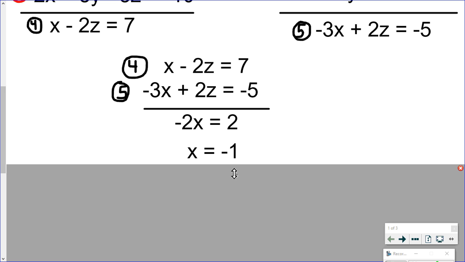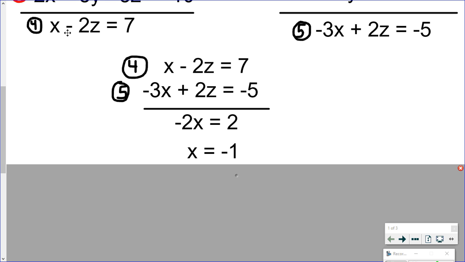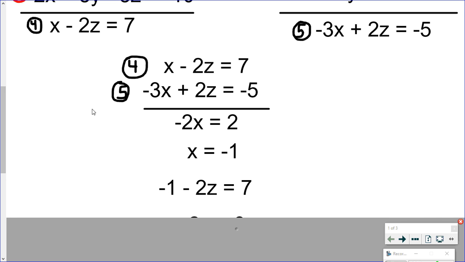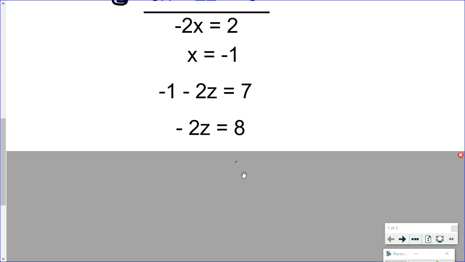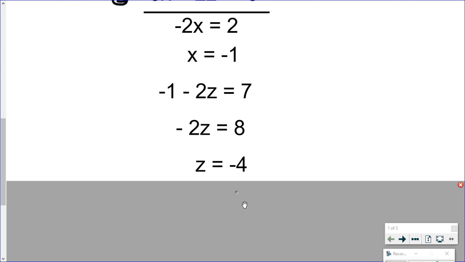Now again, just like with the last lesson, in order to solve the system, I need to know both the variables x and y. Or in this case, to solve this system, I need to know all three variables, x, y, and z. So once we get x, we have to plug it back in then for either equation 4 or 5. It does not matter. It just has to be one of the two variable equations. So since x is negative 1, I'll plug it in. I think I plugged it in for 4 here. Yep, and I got negative 1 minus 2z equals 7. So I solved for z, added 1 to both sides, got negative 2z equals 8, divided by negative 2, and we get z equals negative 4.